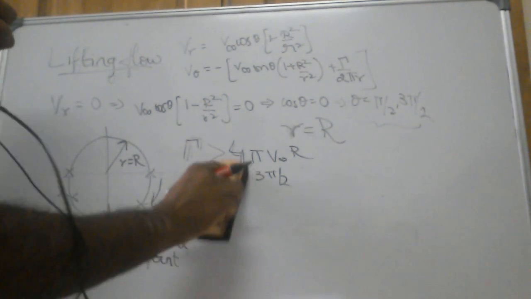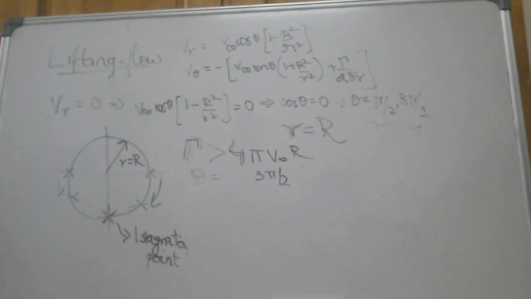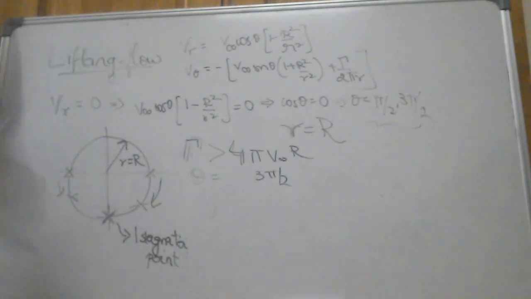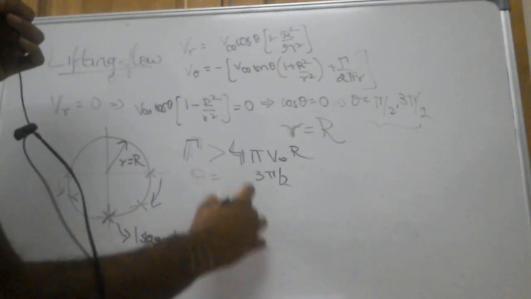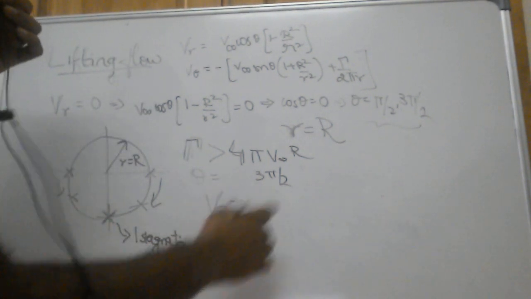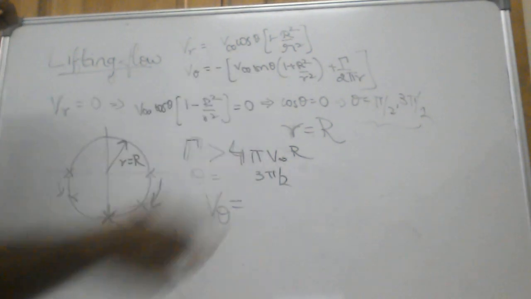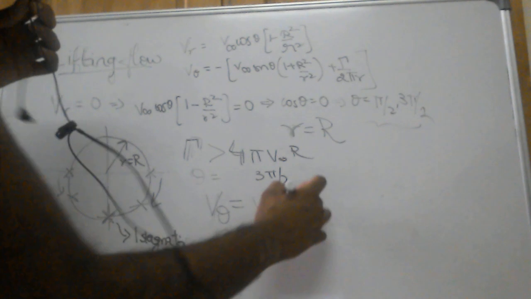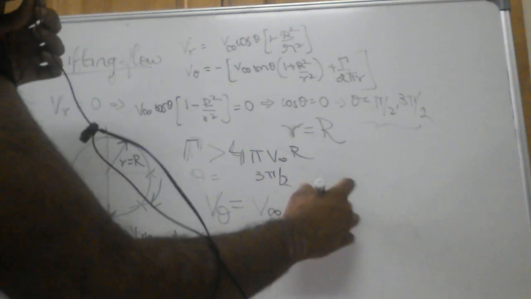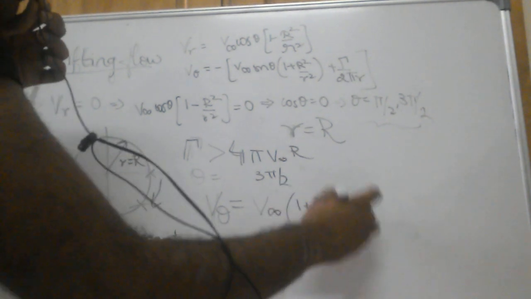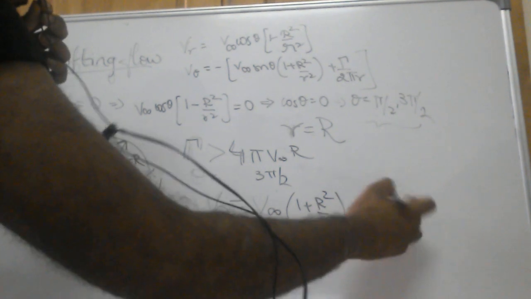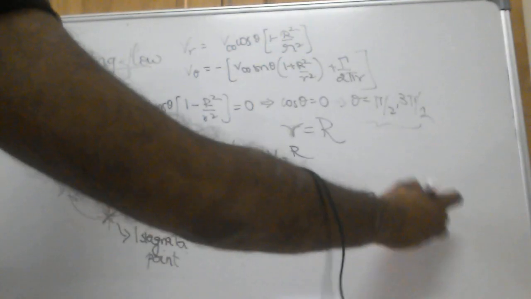So we now look at only the case where theta equals 3 pi by 2. If I substitute theta equals 3 pi by 2 in the v theta expression, what I would get is sine of 3 pi by 2 is minus 1. Therefore, I'll get v infinity times (1 plus capital R squared by small r squared) minus gamma by 2 pi r. And now this expression has to be 0.